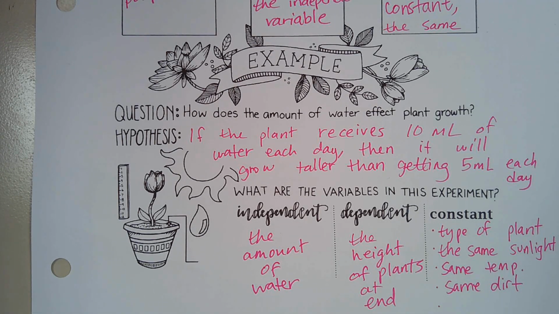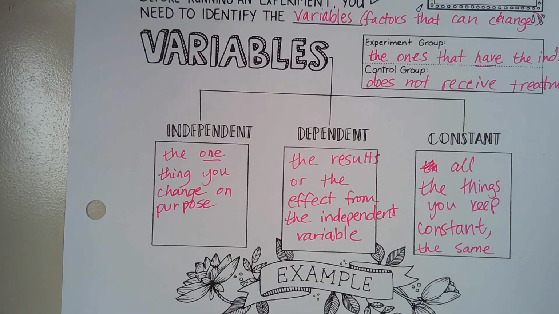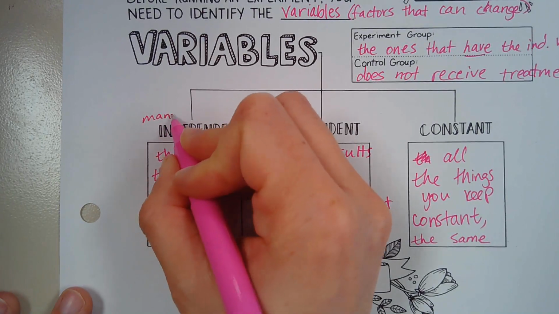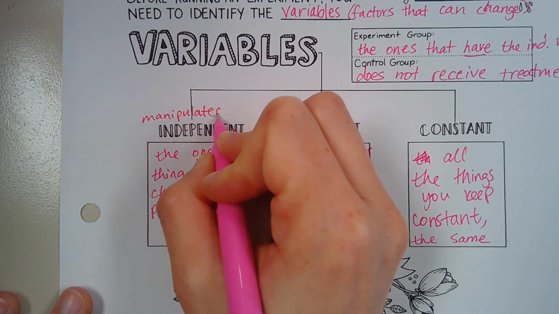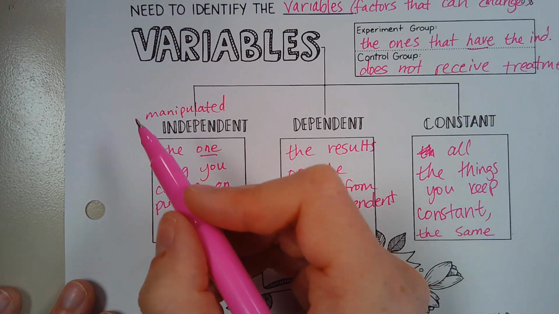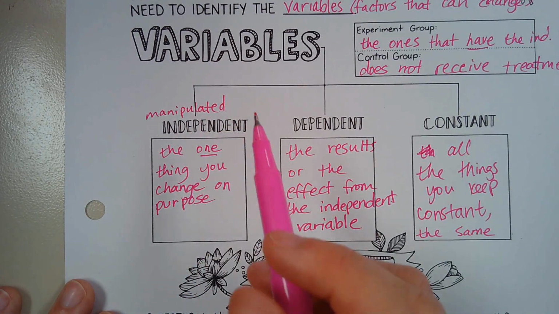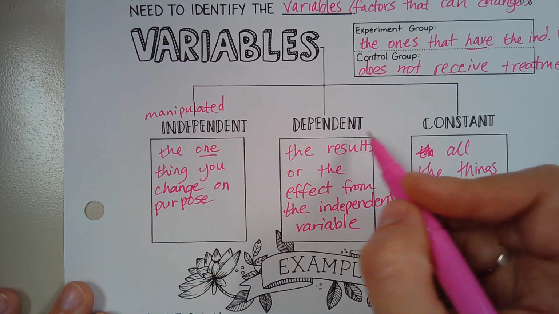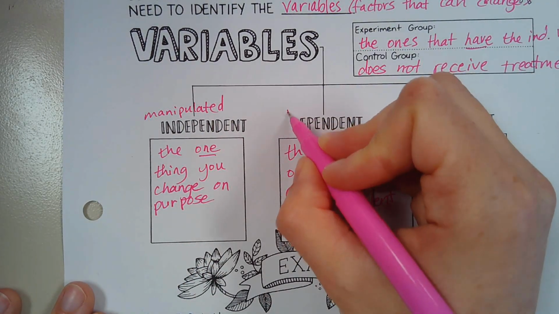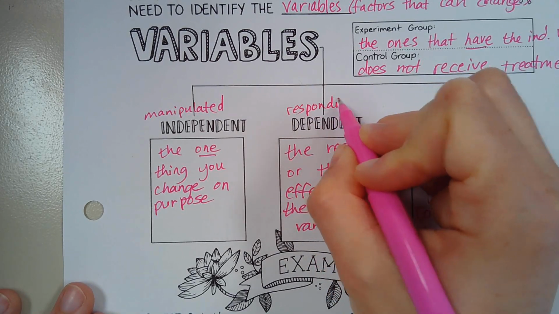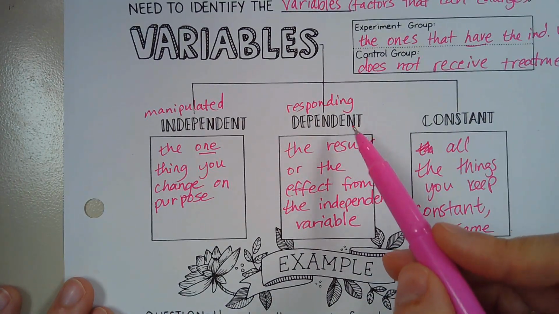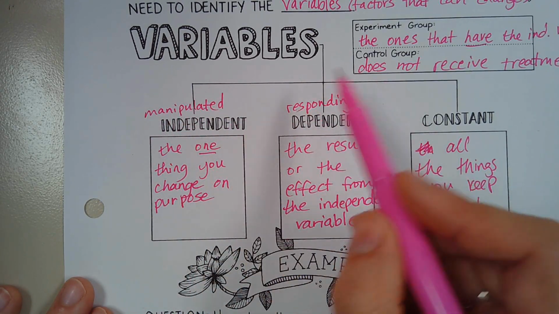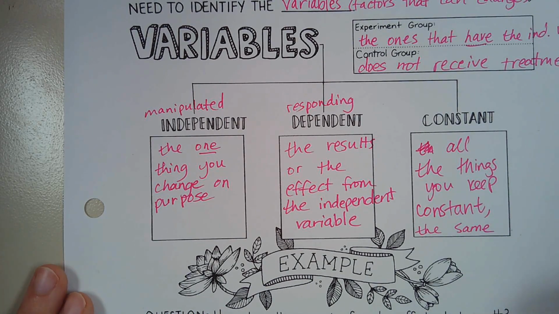And then, real quick, independent variables are sometimes called manipulated variables, because that's the thing that you're manipulating or changing. But either way, it's independent of anything else. You are changing it. It's manipulated. The dependent variable is sometimes called the responding variable. So it's what happens in response to the manipulated. So you're manipulating something, and then the response is whatever the results are.